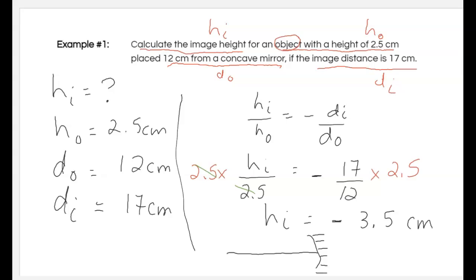So I can think about how that plays out on that, because I'm also given information about the object distance and the image distance there. Okay, hopefully you did okay with that. Let's try a second example.